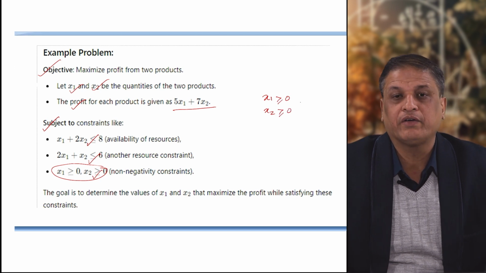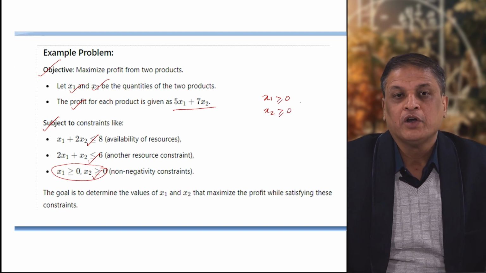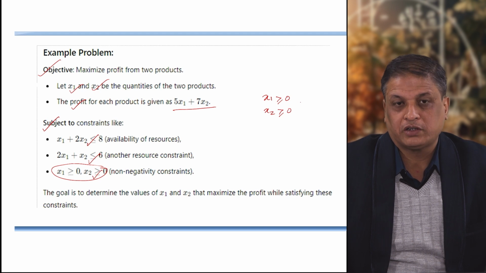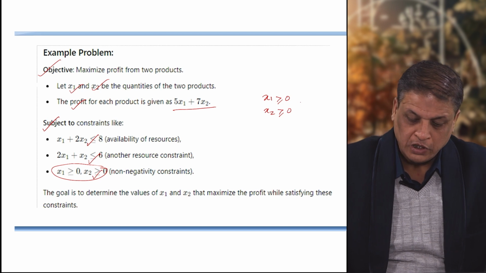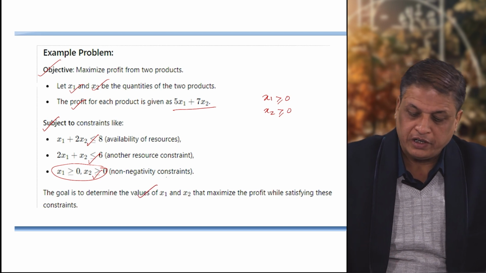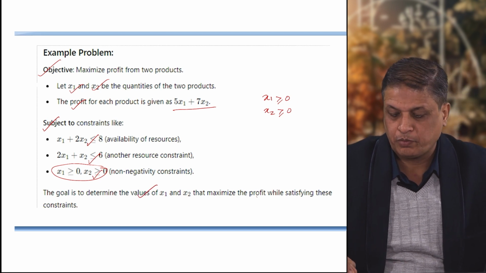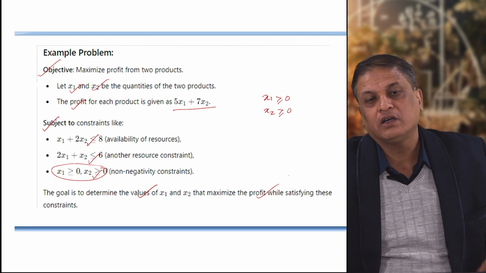This is a non-negativity constraint, because the products are physical entities and physical entities can never be negative in nature. So, that is why the products should be greater than or equal to 0, and the goal is to determine the values of x1 and x2 to maximize the profits while satisfying the constraints.